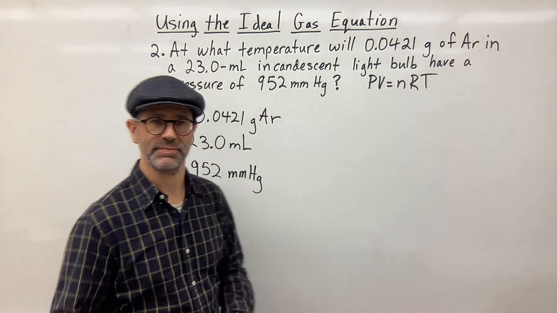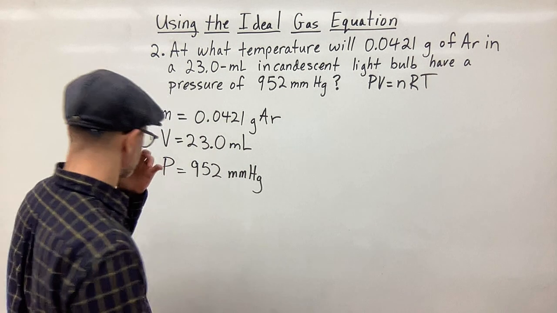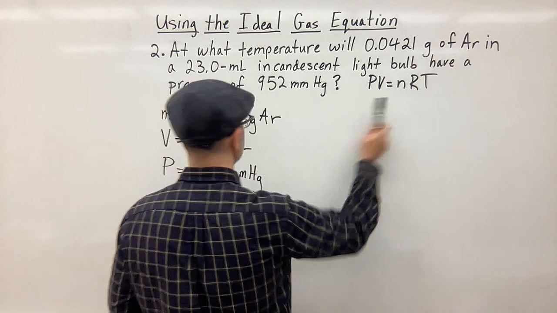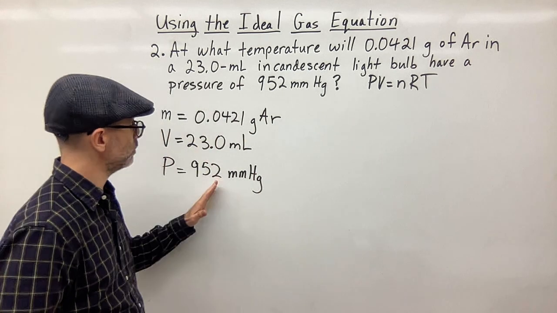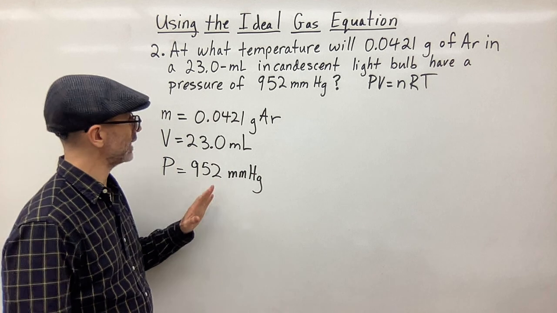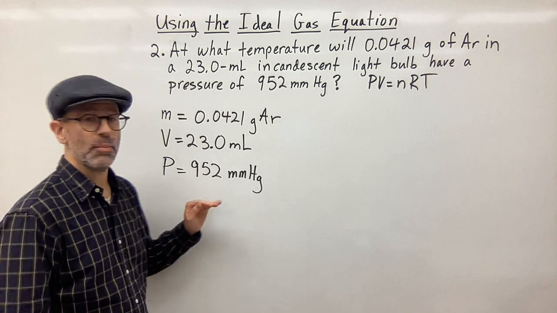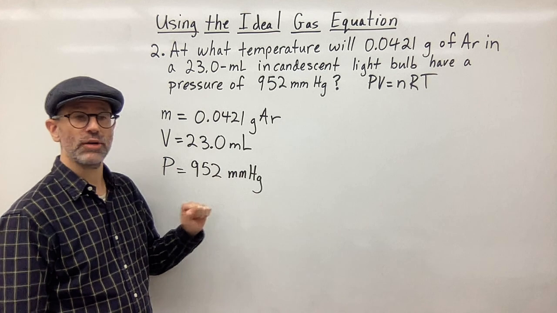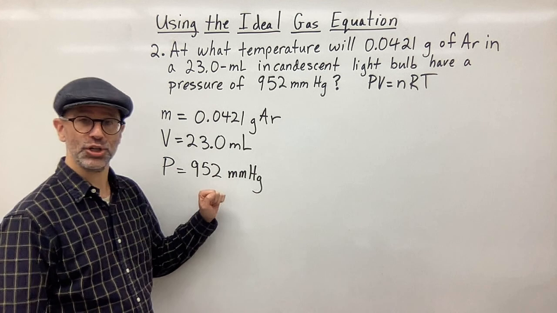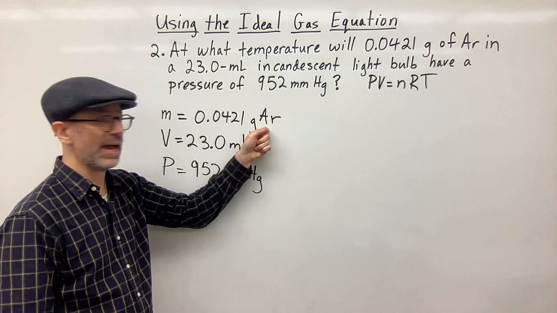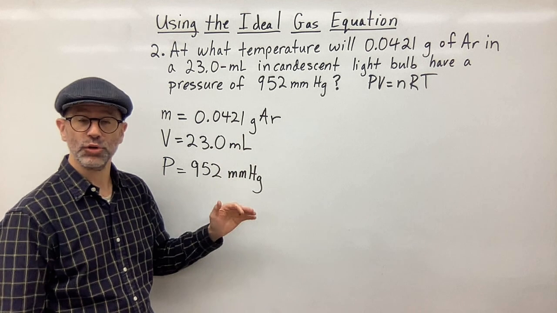Lights went off again. Okay. So in order to use this, we need to convert our units to the proper units. We're trying to find temperature, so that'll be in Kelvin when we solve. But this is all going to depend on our R value, right? If our R value has certain units in it, then we need to make sure that the units we have fit with those units in the R value.